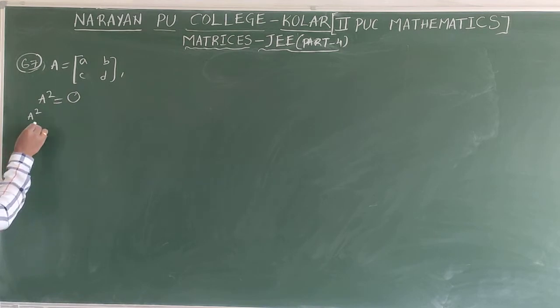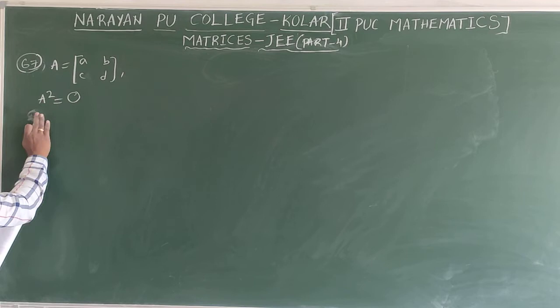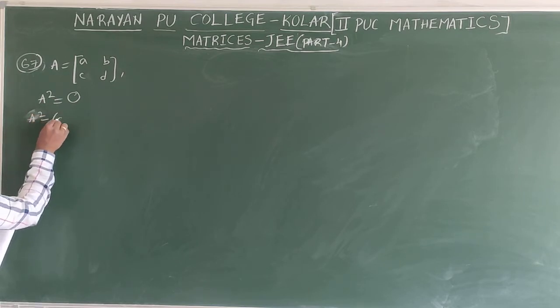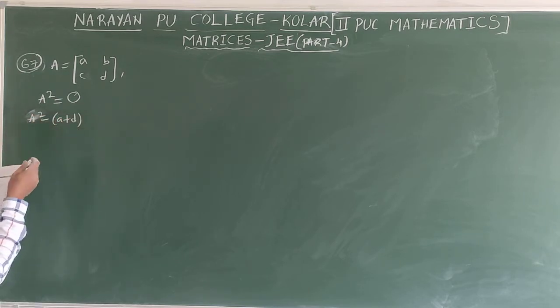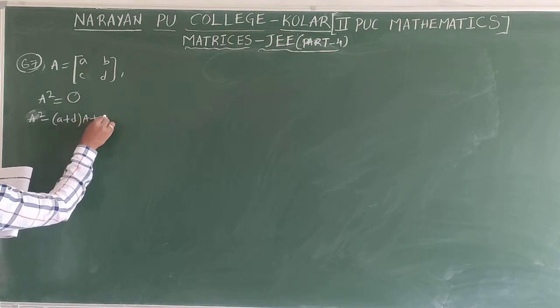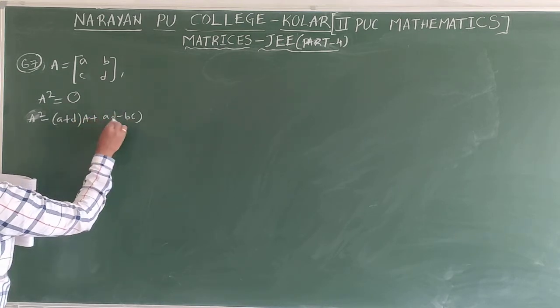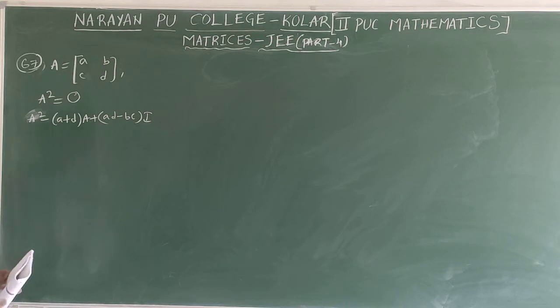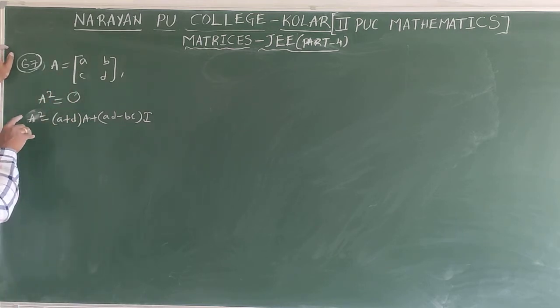Now, A square equal to 0, they are asking for the remaining value, which we have to find out clearly. A square minus (A plus D) into A plus (AD minus BC) into I. If you directly substitute this, you won't get the required value exactly, because it is an equation. If you take directly A into A square, you will get a condition-wise value. That's why we need to find the A square matrix also.